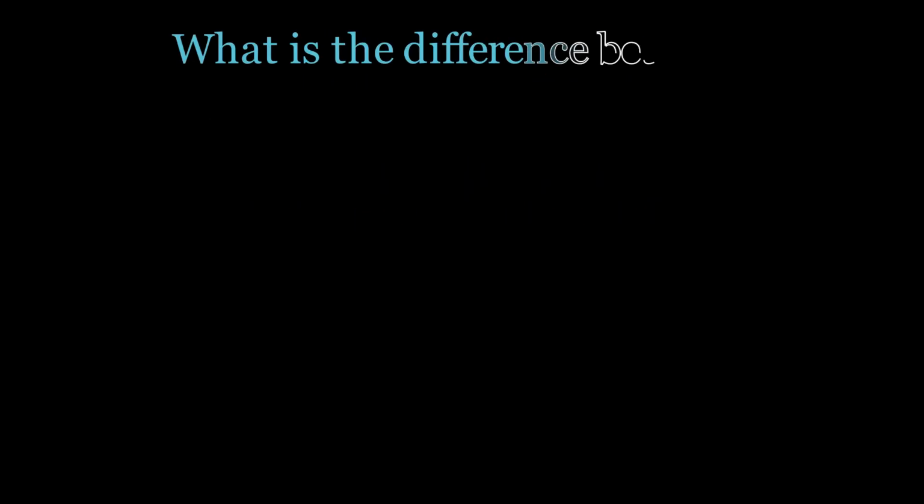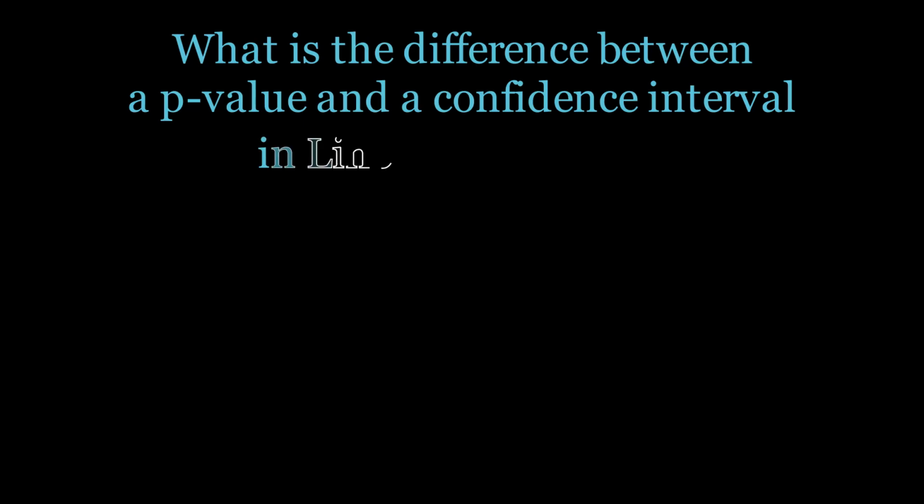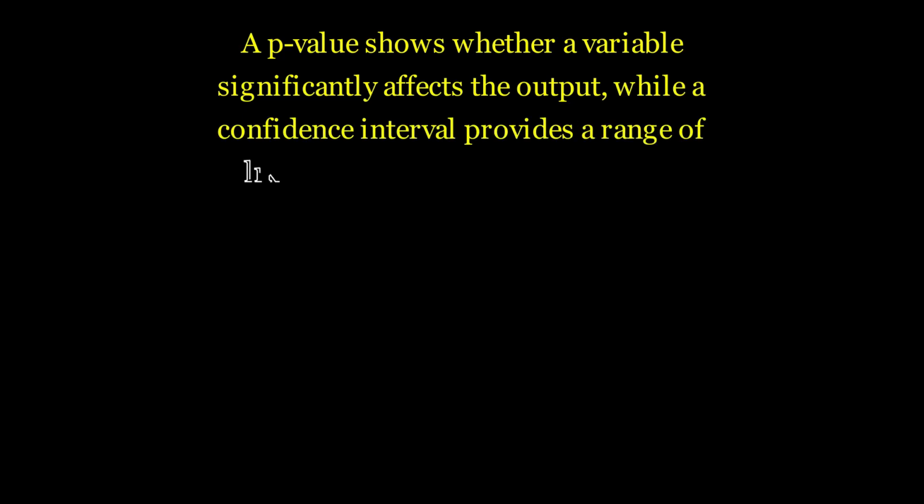What is the difference between a p-value and a confidence interval in linear regression? A p-value shows whether a variable significantly affects the output, while a confidence interval provides a range of likely values for a coefficient. Both are used to assess the model.